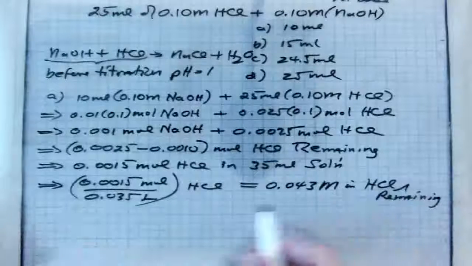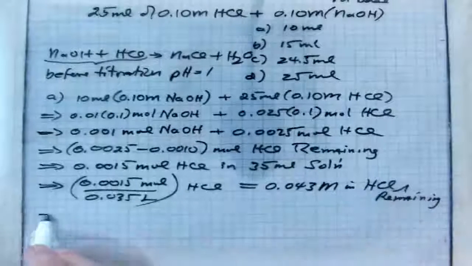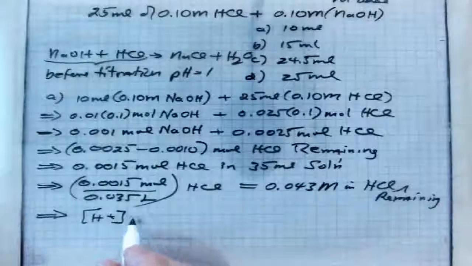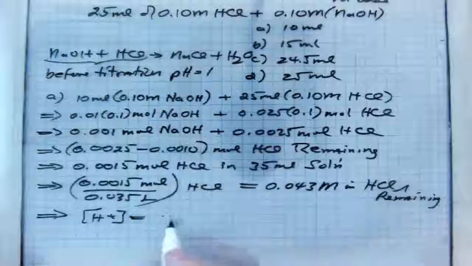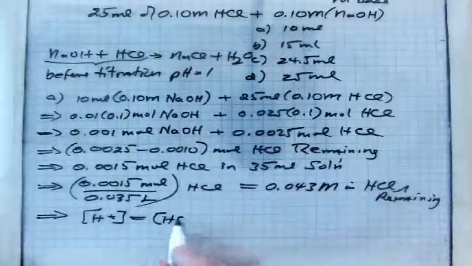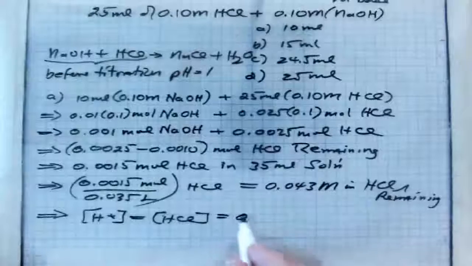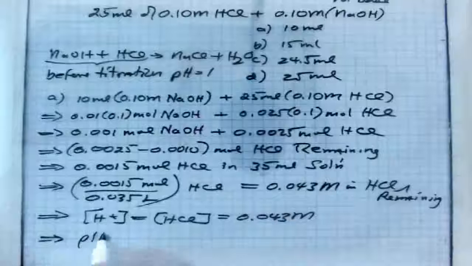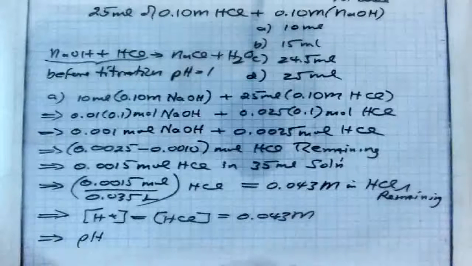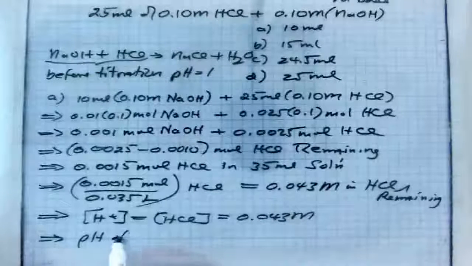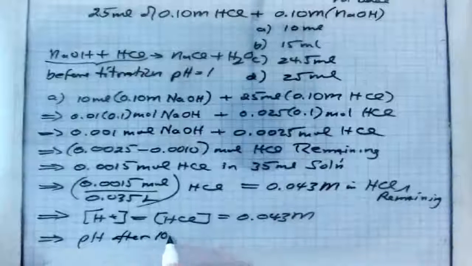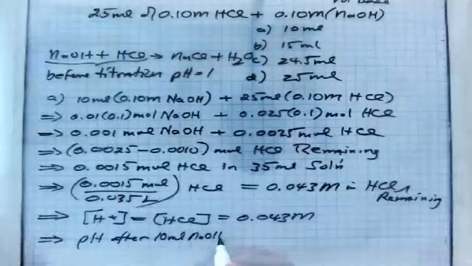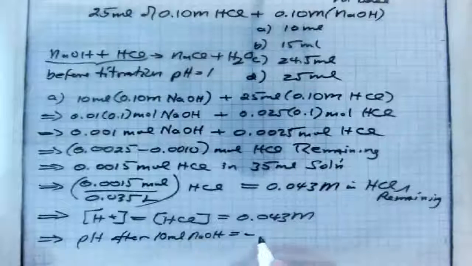And since this is a strong acid, this gives me my hydronium ion concentration equal to the remaining concentration of HCl, which is 0.043 molar, and therefore the pH, after adding the first 10 mils of base, is minus log of this.